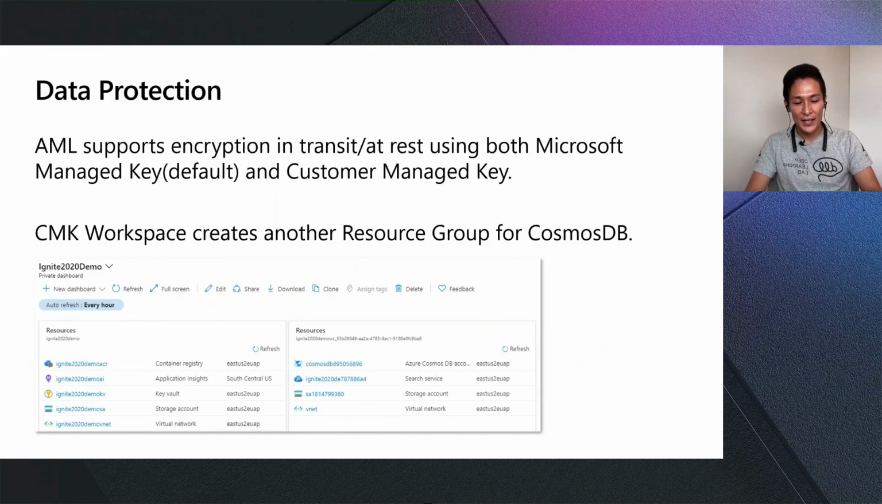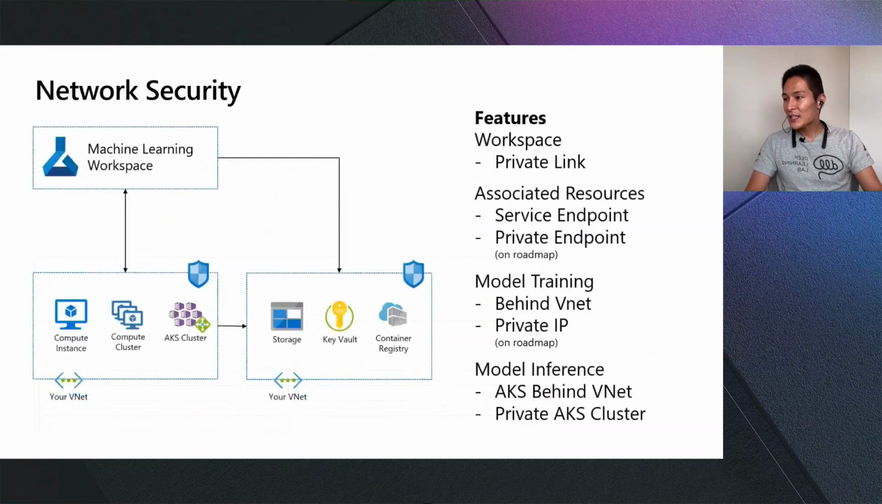Okay. And the last one is network security. In order to think about network security, we need to understand the network communication between resources. So we have 3 big resources. Azure Machine Learning Workspace, which is managed by Microsoft.